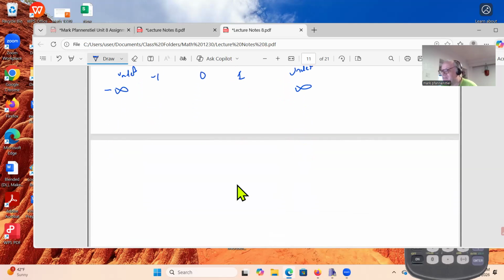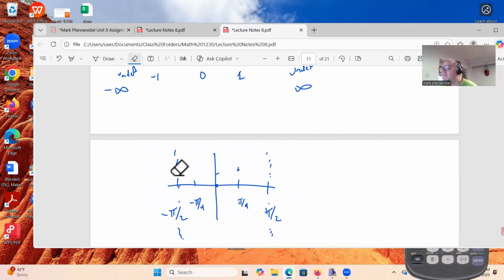What the actual graph of this thing looks like: here's my negative pi over 2, here's my positive pi over 2. There's an asymptote at negative pi over 2 and an asymptote at positive pi over 2. Here we're at 0. Here's my pi over 4, that value is 1. Here's my negative pi over 4, that value is negative 1. I probably should have thought more about this.